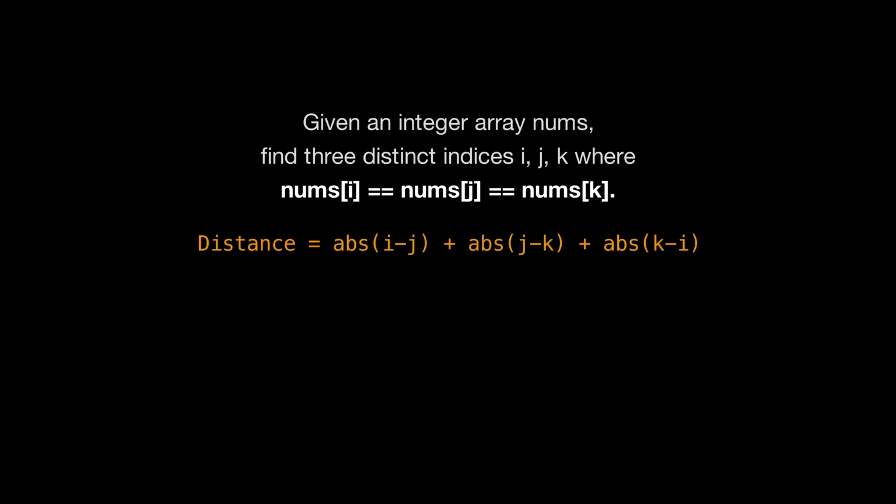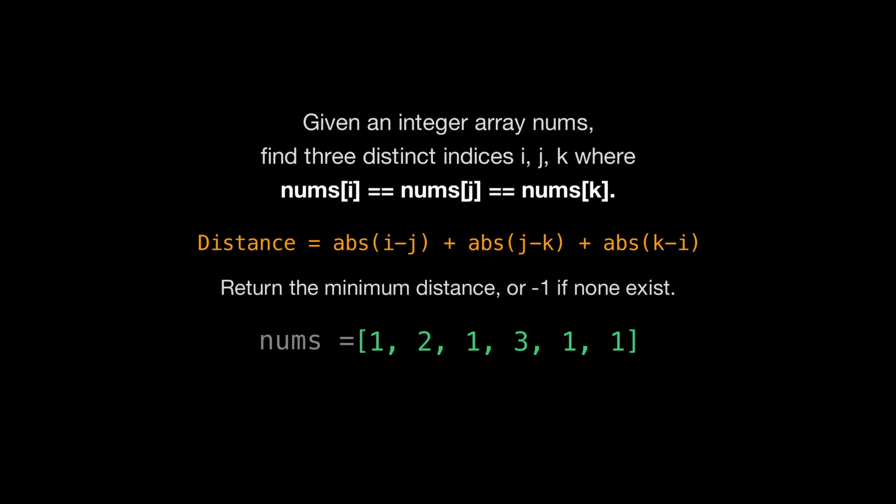Each good tuple has a distance, which is defined as the absolute difference between i and j, plus the absolute difference between j and k, plus the absolute difference between k and i. And so our goal is to return the minimum possible distance across all good tuples. And if no good tuples exist, we return -1. So let's walk through an example to get a better understanding.